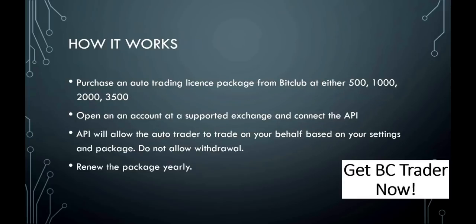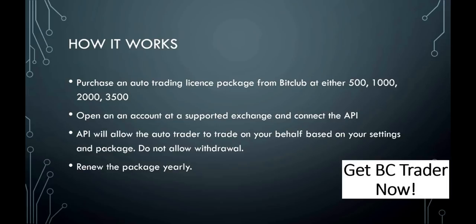All right. Okay, so how does it work? You need to purchase an auto trading license package from Bitclub, either 500, 1,000, 2,000, or 3,500. Okay, open an account at a supported exchange and connect the API. So I think there's about 5 or 6 exchanges right now that Russ mentioned supports the BC Trader. There's the tutorial video that I'll do on how to actually connect the API once we have the information, but it's pretty simple. There's like a secret key that's available on the exchange. You then need to take that secret key and post it in the trading bot, and now the trading bot will be able to trade for you.